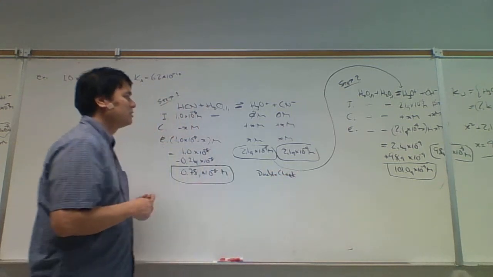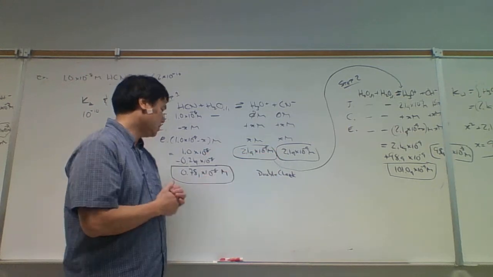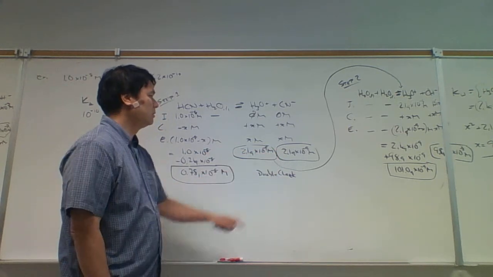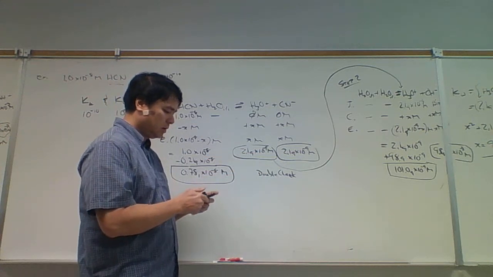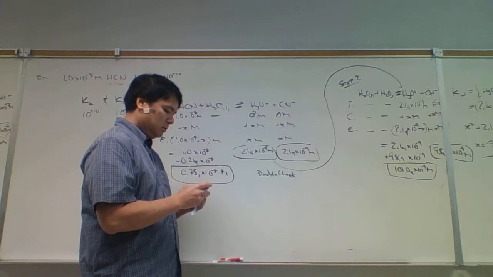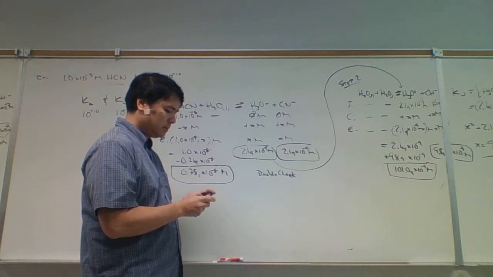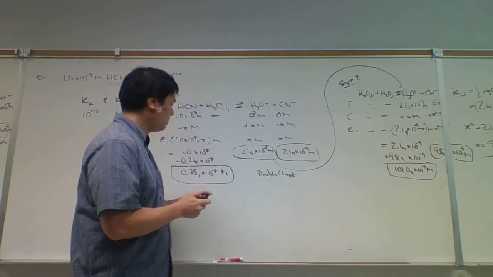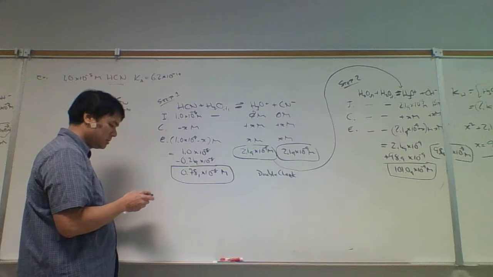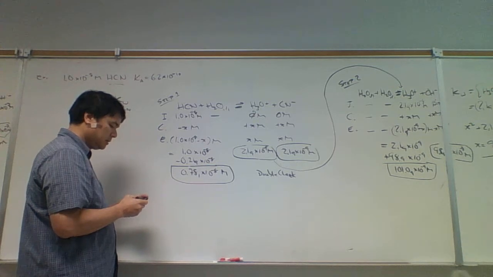And the double check is just to make sure that this is the correct equilibrium ratio. So let's go ahead and take the products over the reactants. So this is going to be 2.19 times 10 to the minus 9 squared, divided by 0.781 times 10 to the minus 8.